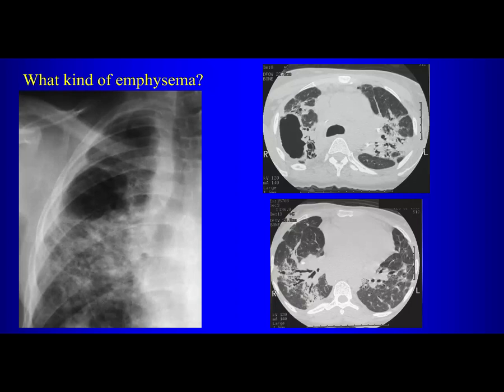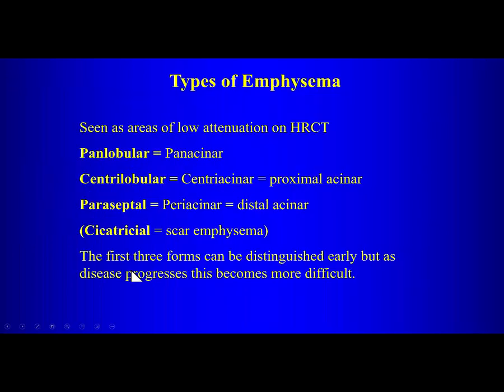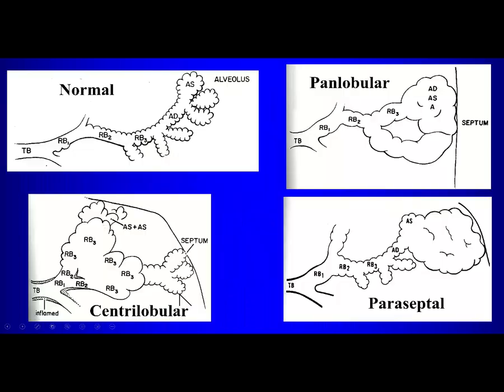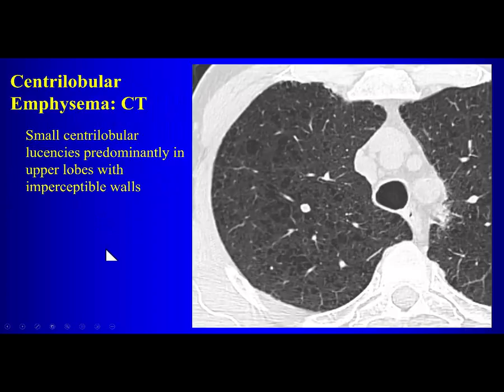Okay, that's cicatricial emphysema. So we can see emphysema, these large air spaces, also with scarring in the lung. They can pull on the lung and cause these areas of emphysema. Okay? So, definition of emphysema: abnormal permanent enlargement of the airways, right? And then the different types, we've kind of gone over. Panlobular affects the entire lobule, paraseptal the periphery, underneath the pleural surfaces, centrilobular the central region of the lobule. Centrilobular emphysema is upper zone predominant, associated with smoking.